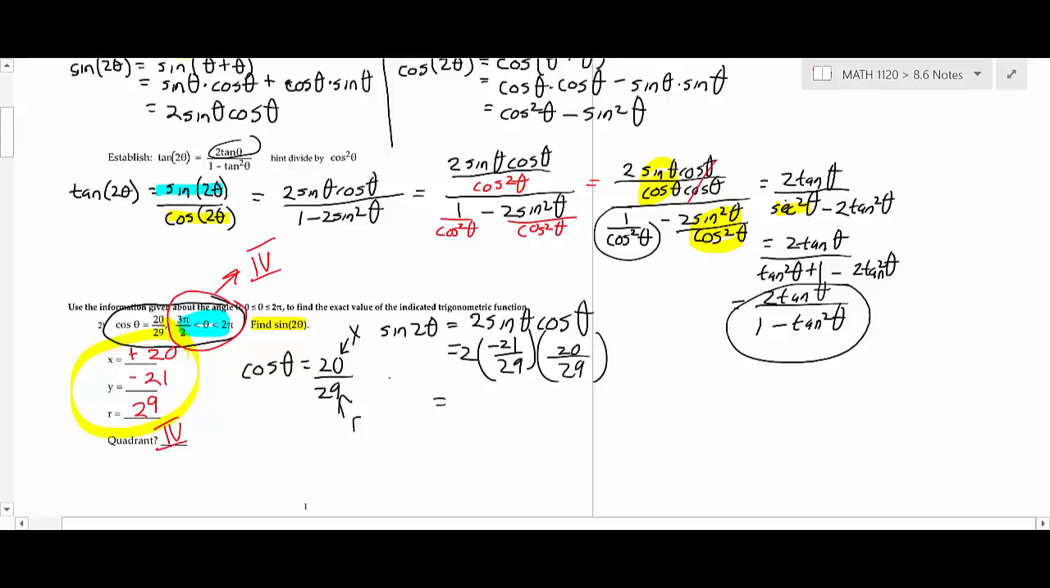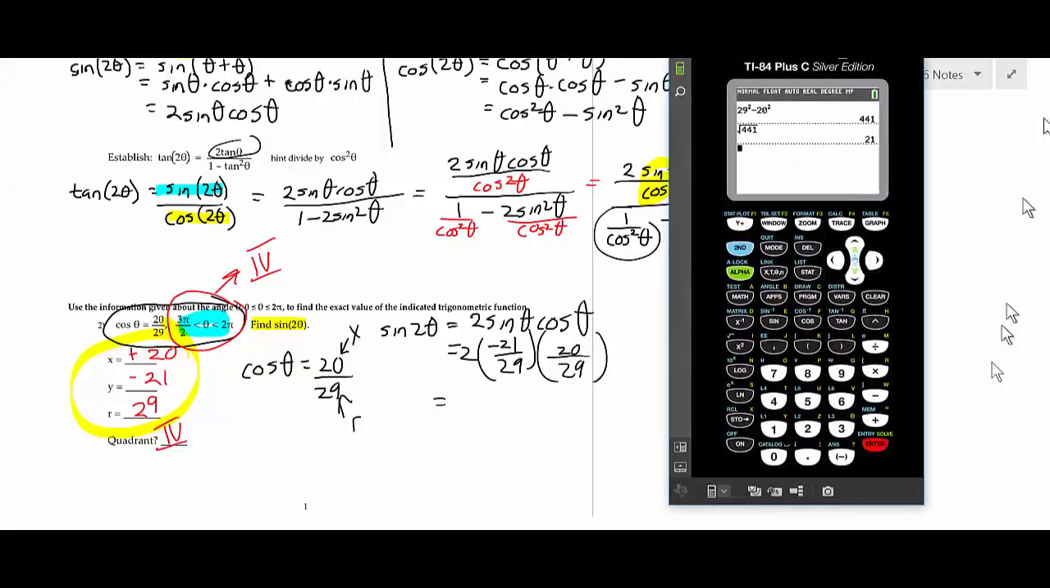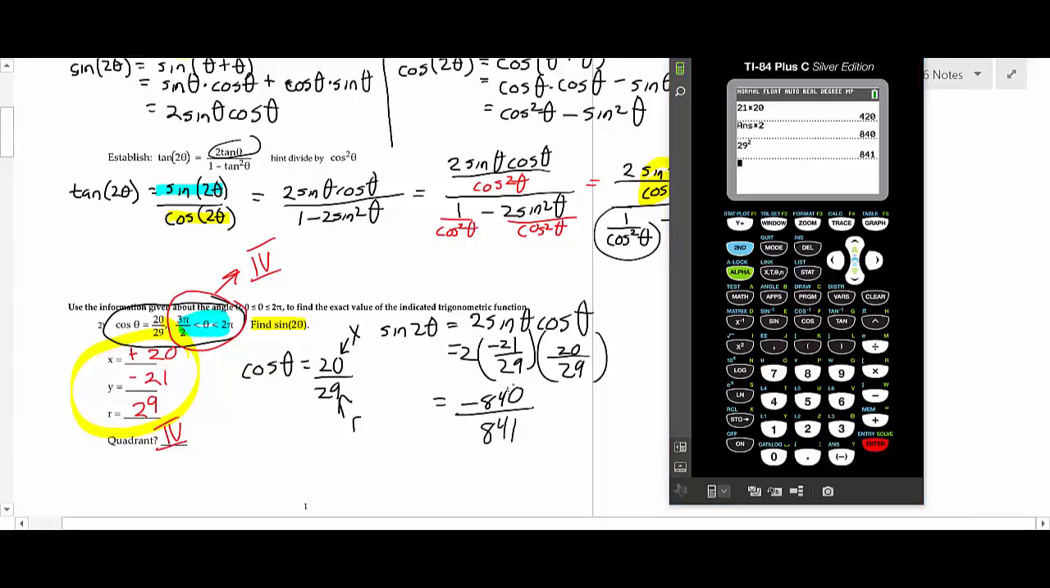Then we just need to multiply this out with the calculator. So I'm going to do 21 times 20, and I have to double that because I'm going straight across. If I double that, that gives negative 840 for the numerator. Then I just need to do 29 times 29, or 29 squared, and that's going to give 841. Weird answer, but that's the right answer. So it's negative 840 over 841.